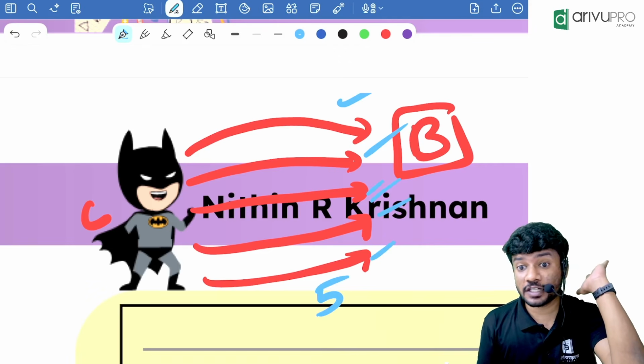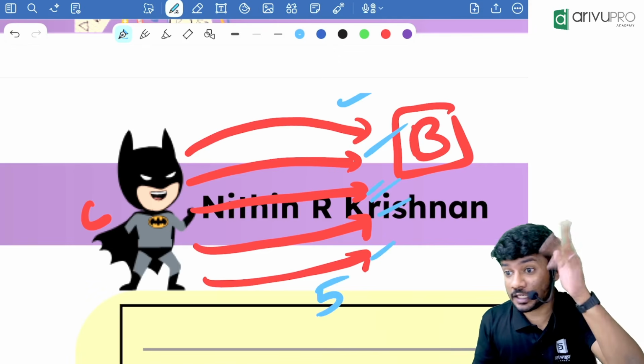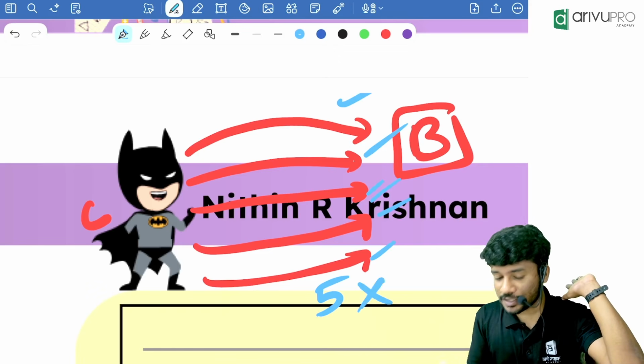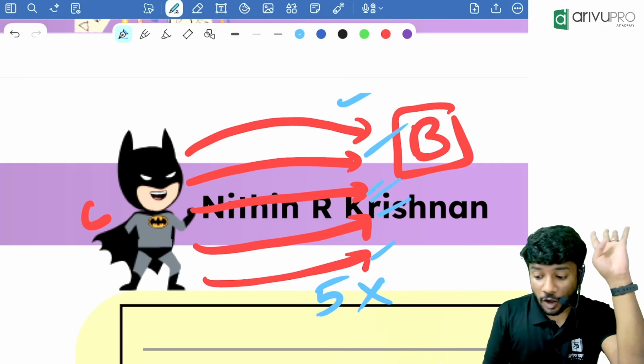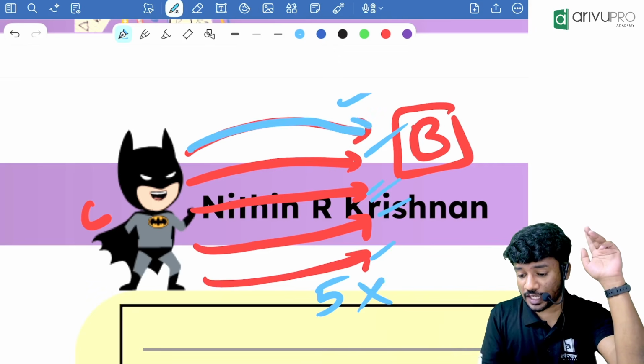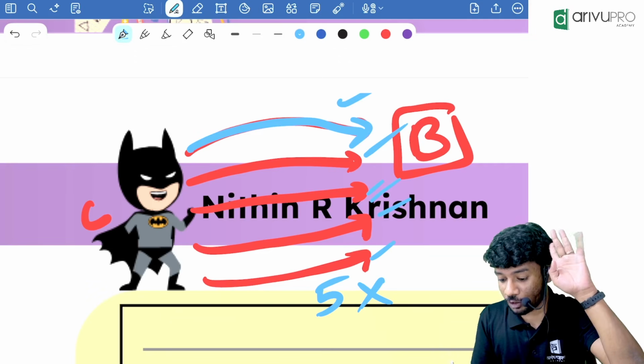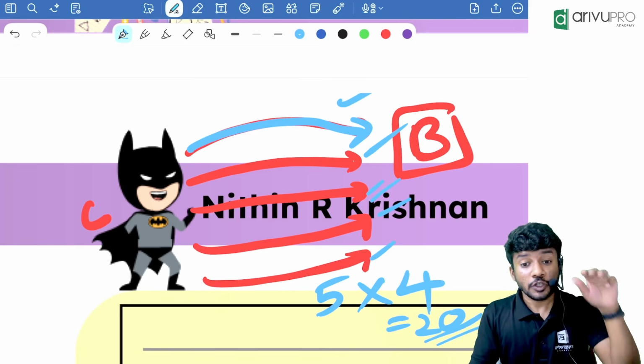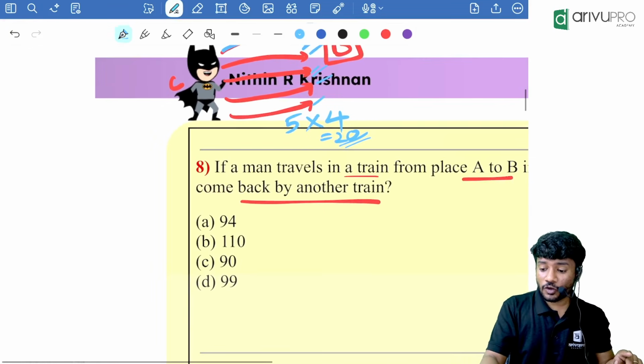Any of the 5 trains or buses Batman can take and go to Bangalore. Now, and means into. While coming back, how many options are there? If he took the first way, can he take the same way? No. How many options are there for him? 4. Answer is how much? 20.